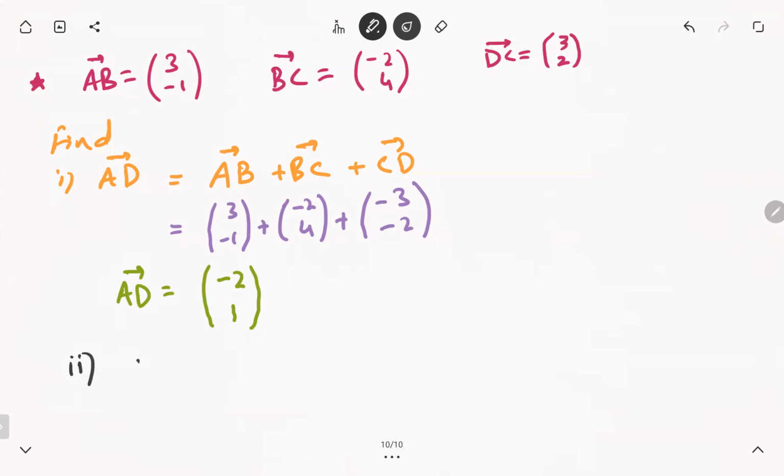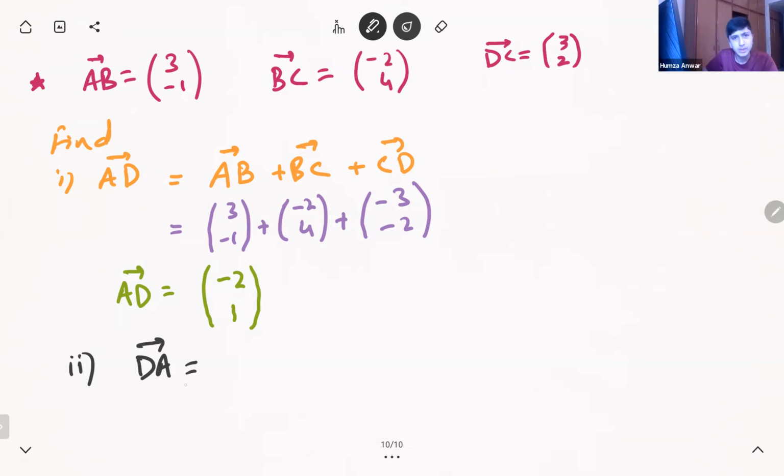Yes, Hamza Anwar, what will be the vector DA? Sir, will it be OA minus OD? Do we have OA and OD? No, sir. So we can't use, yeah, you are right. DA is equal to OA minus OD, position vector of A minus position vector of D. But the problem is we don't know the position vector, so we can't use that.